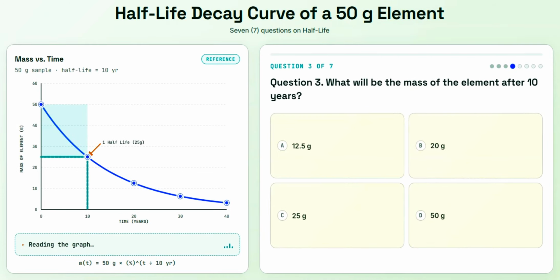Question 3. What will be the mass of the element after 10 years? Since 10 years represents exactly one half-life cycle, the initial mass of 50 grams is divided by 2, leaving us with exactly 25 grams. Looking up from 10 years on the horizontal axis leads directly to the 25-gram coordinate marker on the curve, which is option C.